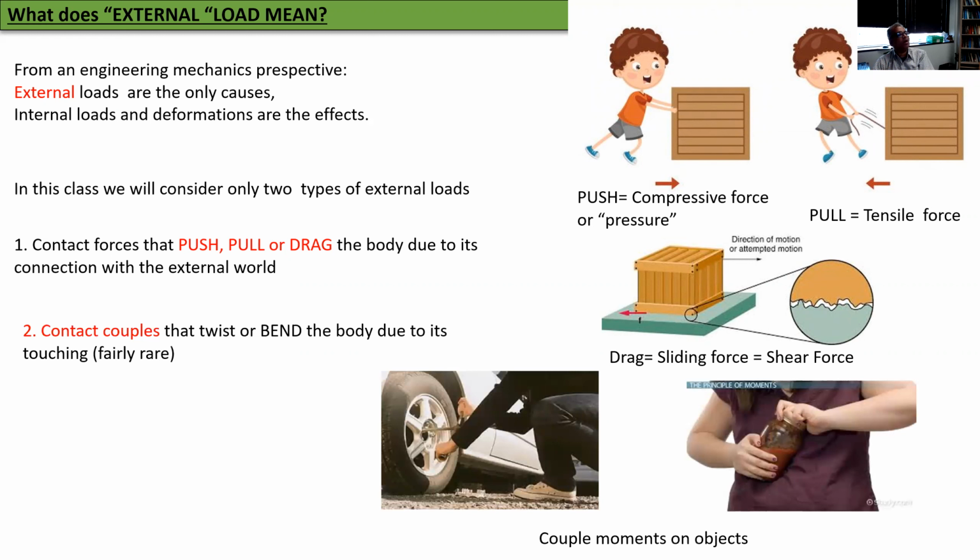The second one is contact couples that twist or bend the body due to its touch. This is somewhat rare, but nevertheless, there are common examples that I've shown you. One is opening a jar, where you're applying a contact couple, or when you're trying to turn a nut, you're applying a contact couple. So that's the setup.